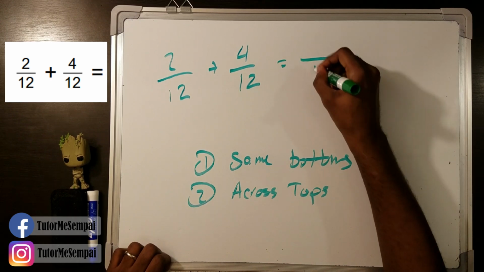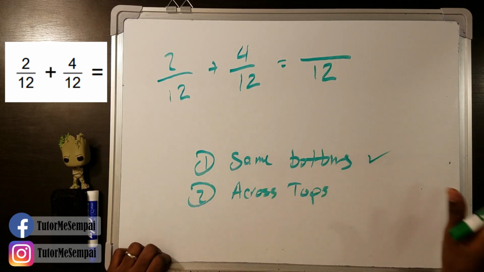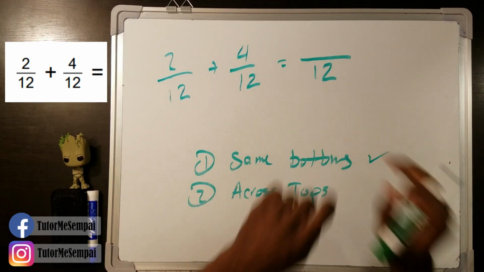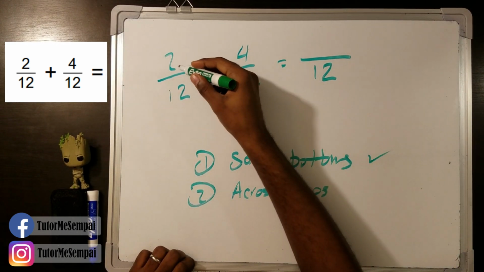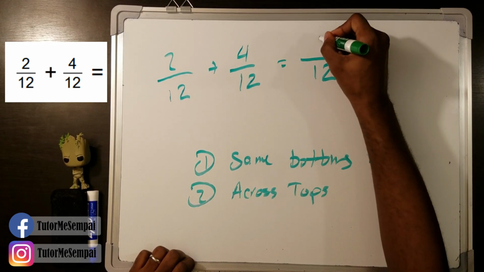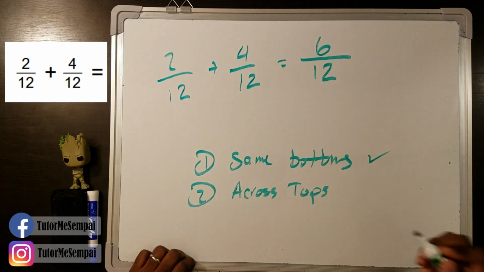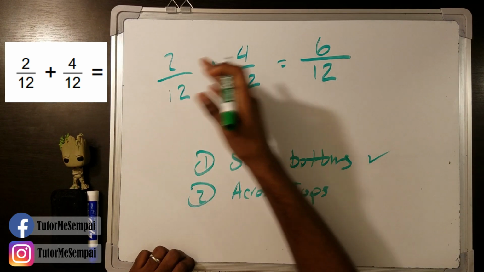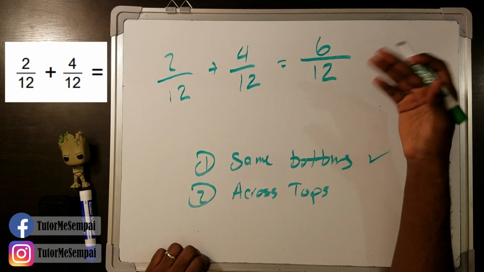Since they have the same bottoms, you write the bottom here. We don't do anything else with it. Same bottoms, keep the same bottom. Across the tops, 2 plus 4, what do we get? Well, that's 6, right? We add across the tops. So 6 over 12 is our answer.